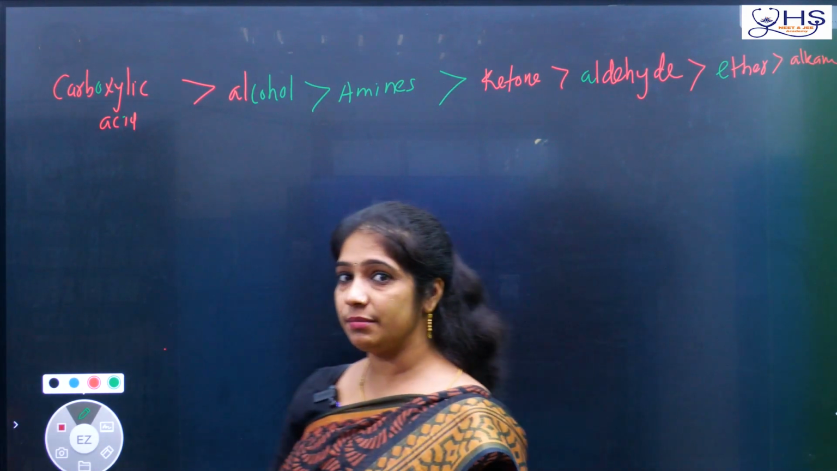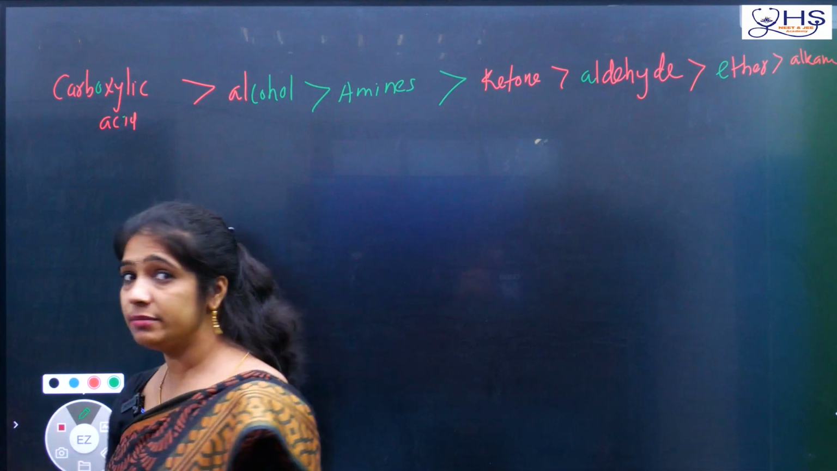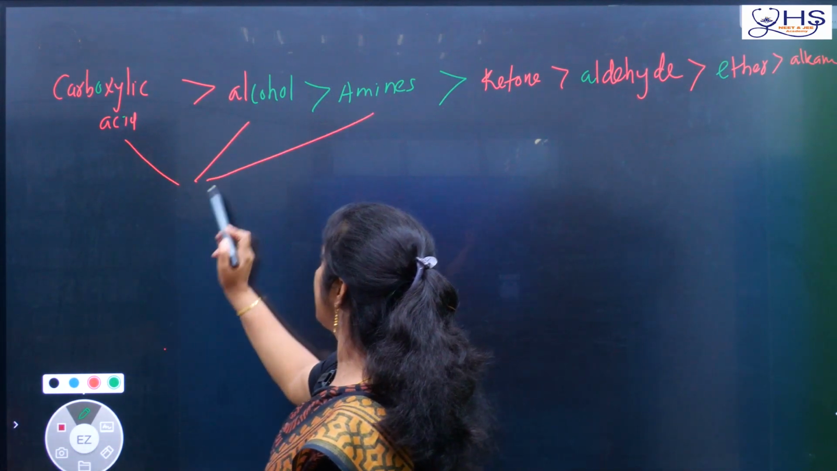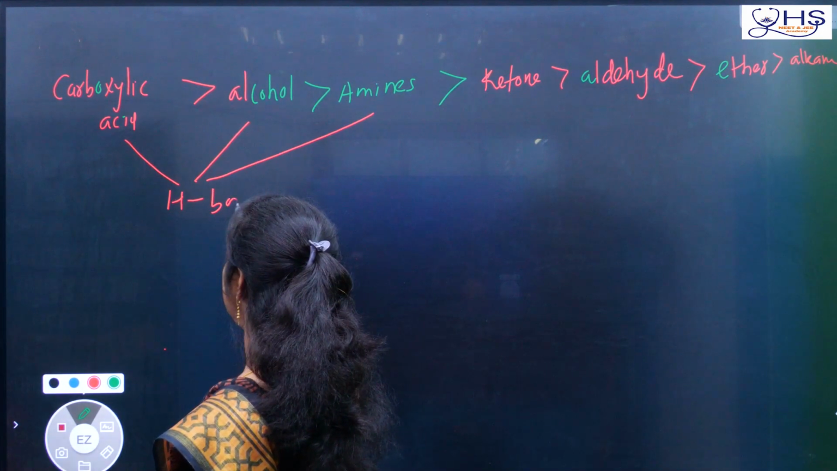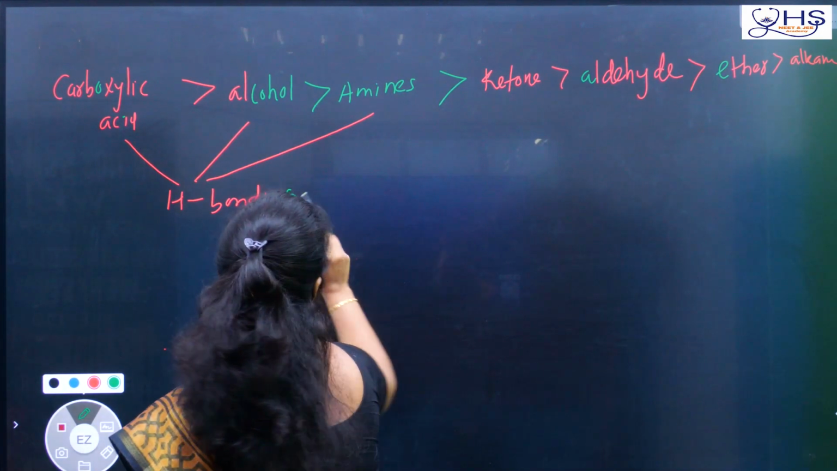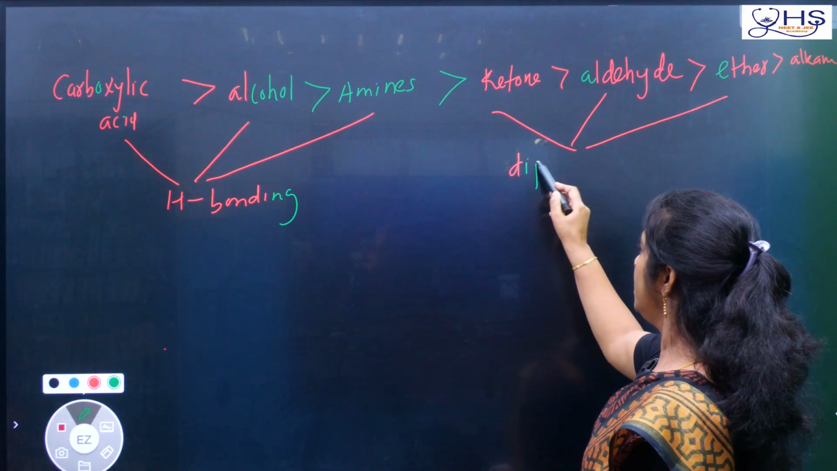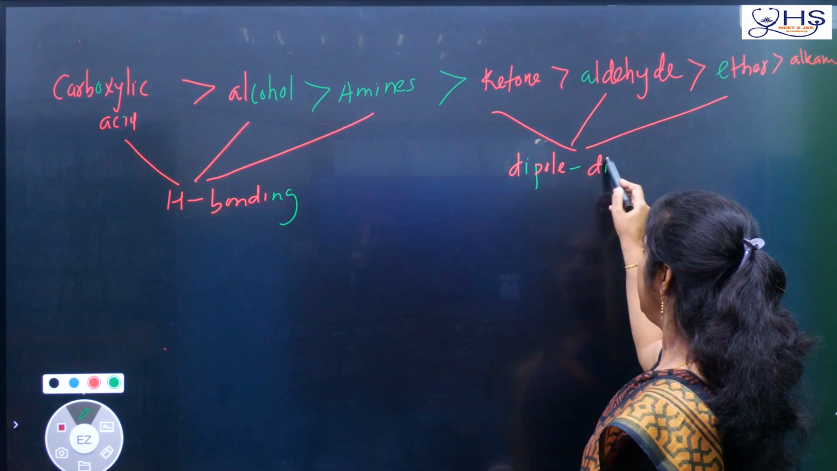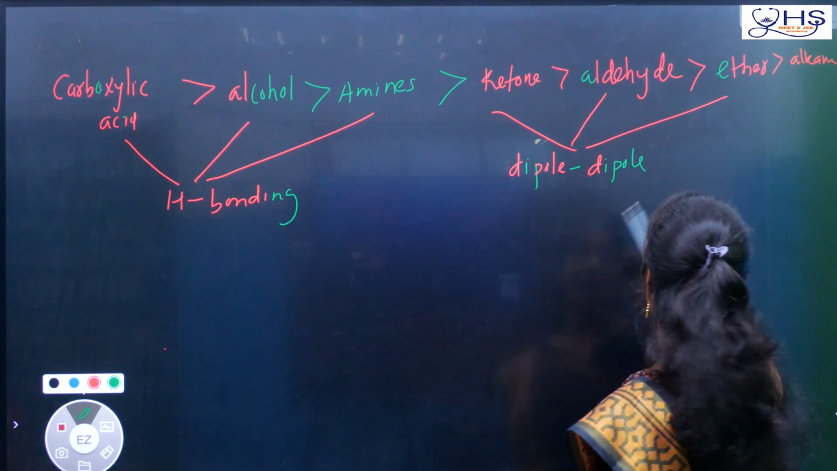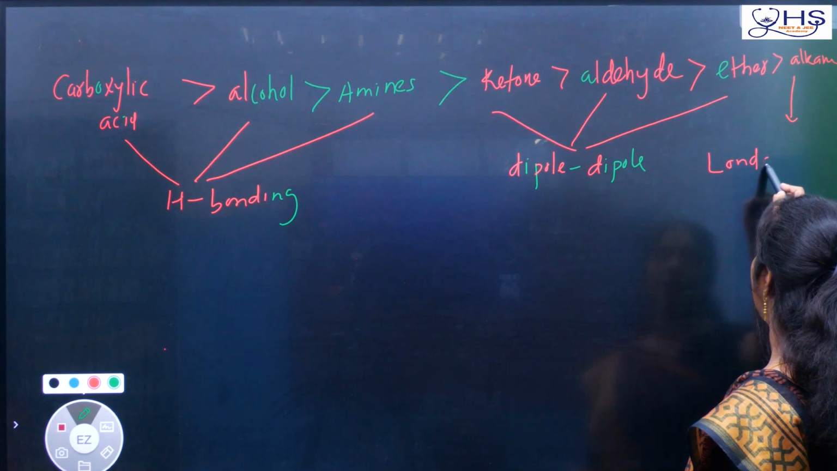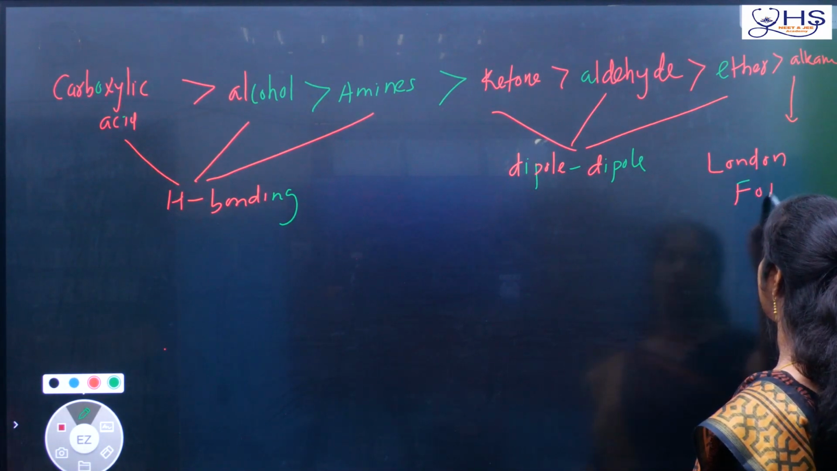Very important. Please remember this order. Many times they are asking. Carboxylic acid, alcohol and amines are having hydrogen bonding. Ketone, aldehyde and ether are having dipole interaction. And alkanes are having a very weak force, that is London force of attraction.